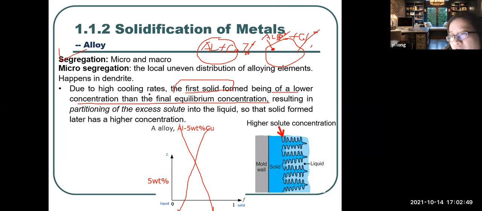So due to the high cooling rate, the first solid formed is of a lower concentration, which means if you alloy with something like copper or whatever, the amount of it is less. So like aluminum alloyed with copper is supposed to be less. For example, 7%, it's not like 57%. So at the very beginning, the first solid comes out, the annoying elements will be less. But all these things are not required.